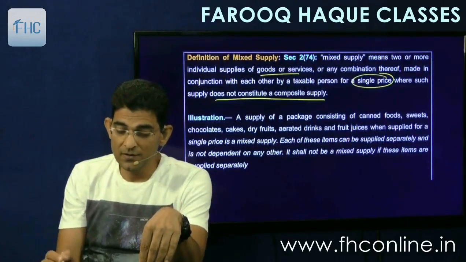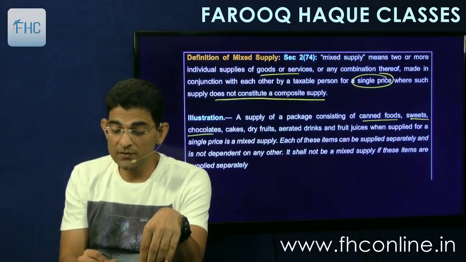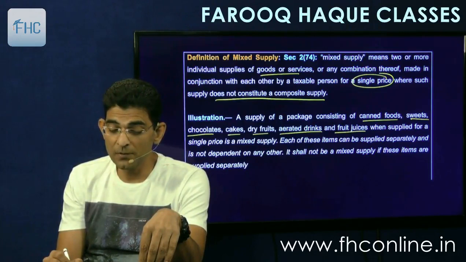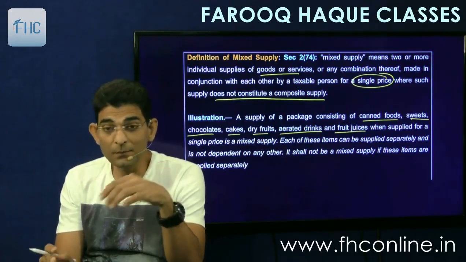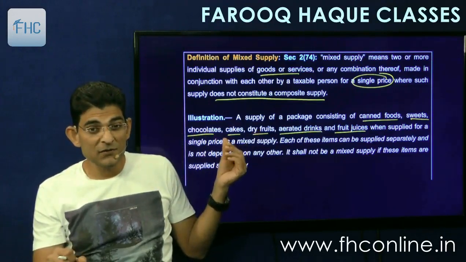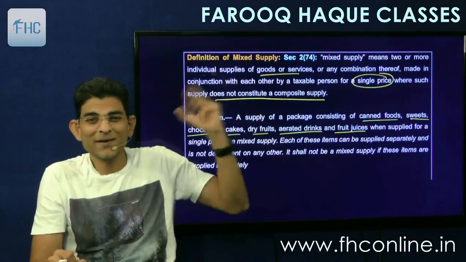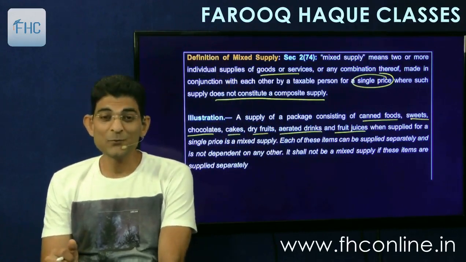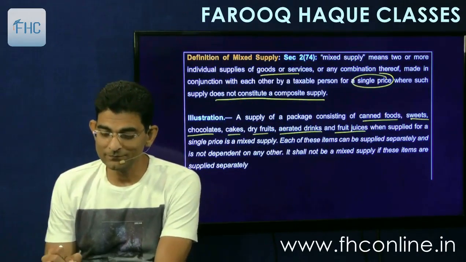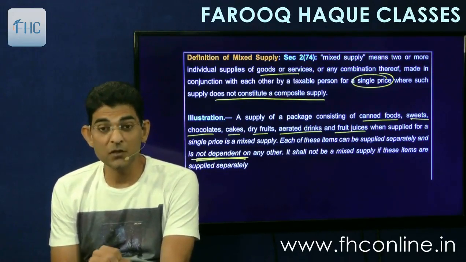Like illustration is given, a supply of package consisting of canned foods, sweets, chocolates, cakes, dry fruits, aerated drinks and fruit juices, when supplied for a single price, is mixed supply, because they are sellable separately, and here you have put them together. Now see, are they complementing each other? Cakes, dry fruits, aerated drinks? No. They are not naturally sold. They are not naturally bundled things. So therefore this is mixed supply. Because they are not dependent on each other.